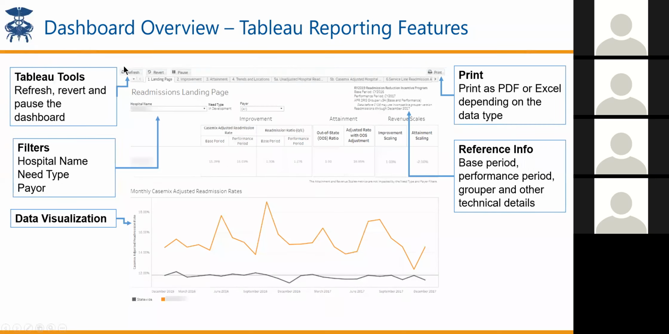Up here on the top, the tools you have available are refresh, revert, and pause. If you're experiencing slowness or issues with the data, I recommend using the refresh button. If you've applied filters to the dashboard and would like to lift those filters, I would suggest using the revert button. The filters are right below that. Every dashboard has a hospital filter, a need type filter, which as you can see is still in development, and we're planning to include the HSCRC definition of a high or rising need patient with that filter, and then a payer filter.